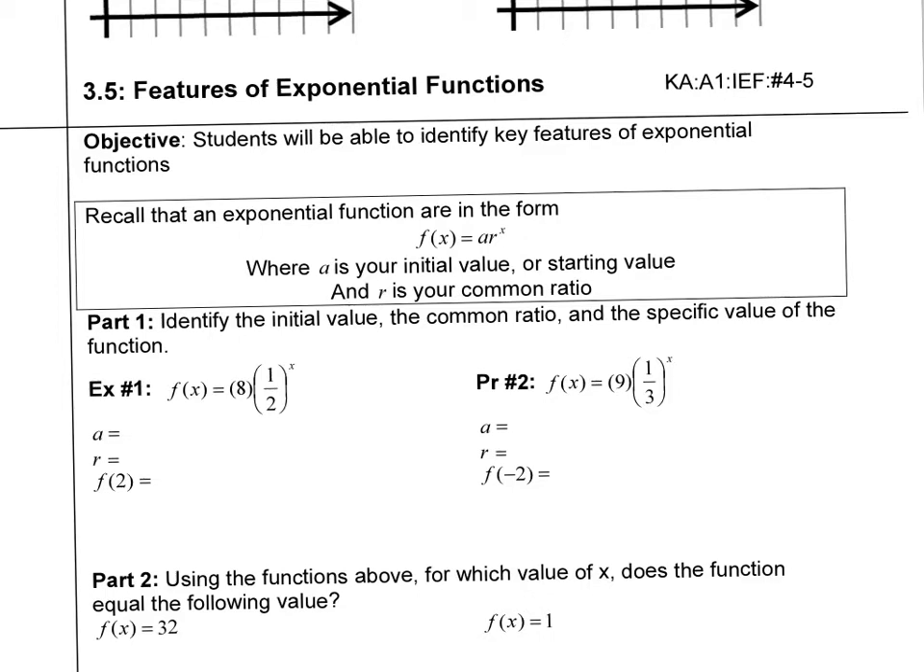So we're going to figure out how to find these values. We've already done this a little bit in the last video, but we're still going to play with it a little bit. So this first one, part 1: identify the initial value, the common ratio, and the specific value of the function. I want to point out that this is part 1 of part 2. You often have to do this part first, and then you can answer the question down here. So let's go ahead and do that.